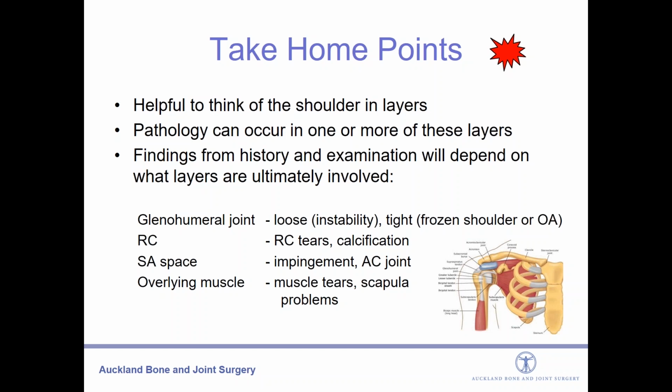And this is where the history and examination are going to be very important. If we think just of those 4 layers that I've talked about now, the joint with its capsule and ligament, the rotator cuff, the subacromial space, each of those can have separate pathology which may be relevant in the patient that you're seeing with shoulder pain.